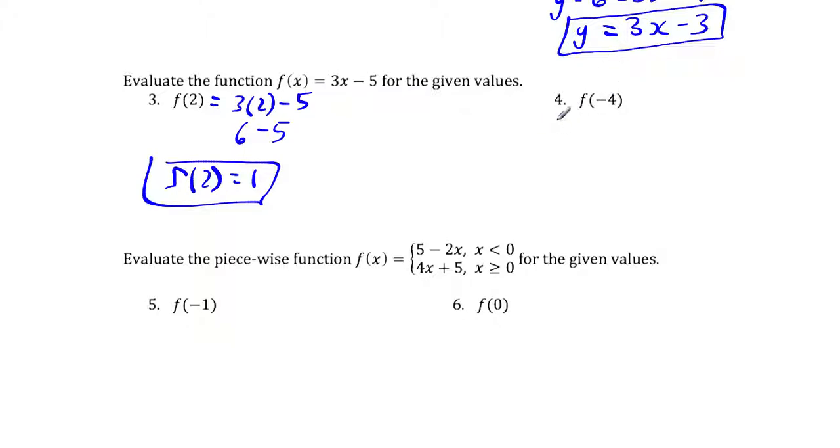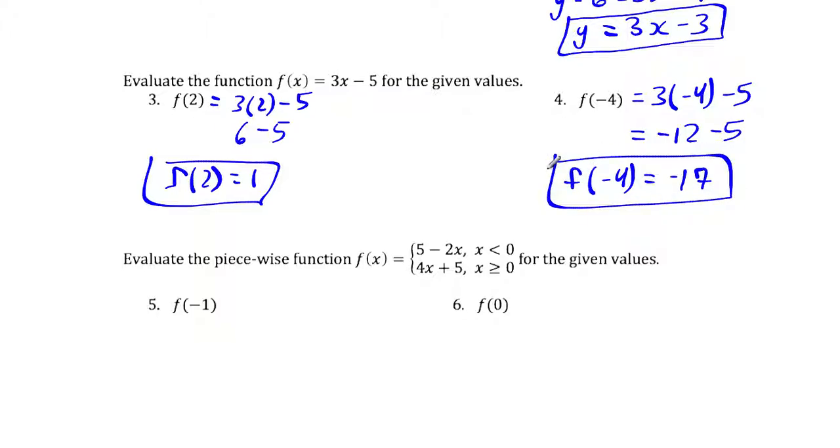Here, f of negative 4 means that we're going to have 3 times negative 4 minus 5, which is going to give us negative 12 minus 5. So f of negative 4 is equal to negative 17. Really straightforward there. Just substitute the values in.